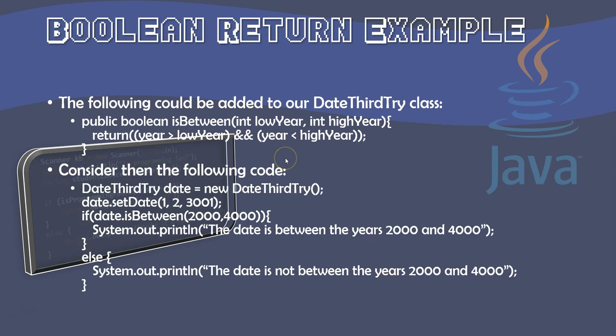and it's simply going to compare the instance variable here for these two values. If we wanted to see this in our main program, you can just say, like, if date isBetween 2000, 4000. You look at the set date here, it says 3001, which means that if we were to evaluate this, it would come back as true, which means it would be between the years 2000 and 4000. If we had this as, say, 5001, then it would fall into the else statement and would say the date is not between those years.